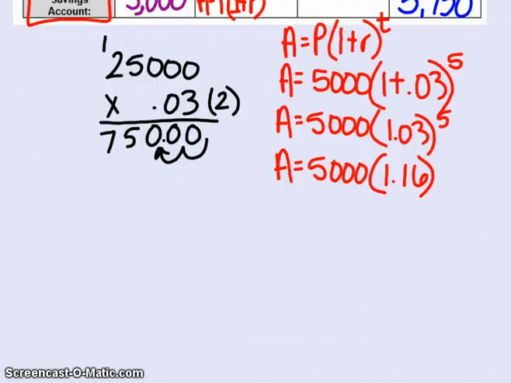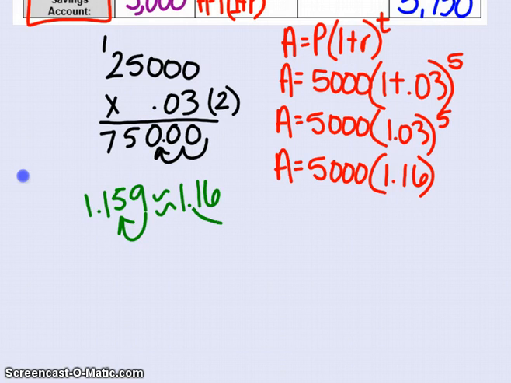Right, so on my calculator what I got was 1.159. And so I only want really 2 places after the decimal, but this 9 tells me to round that 5 to a 6. So that's going to be 1.16. So that's what I put there. So all I have to do is multiply these two.